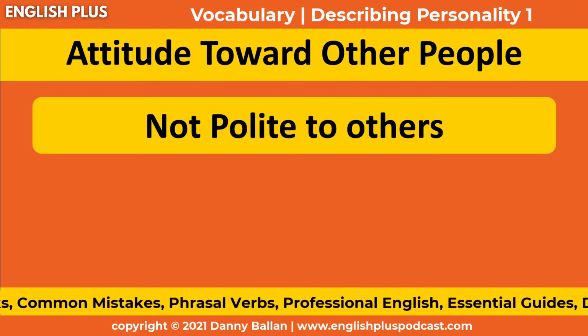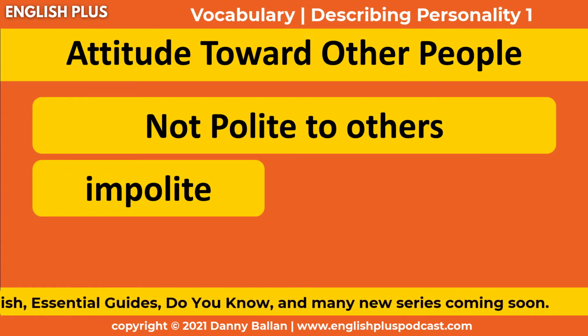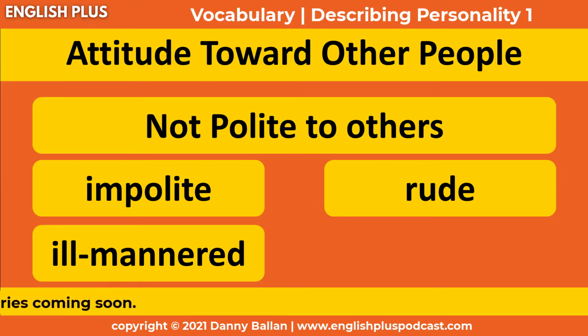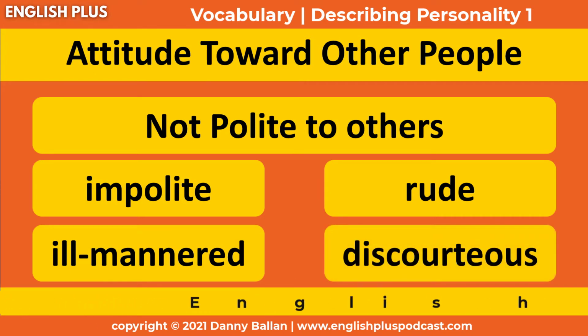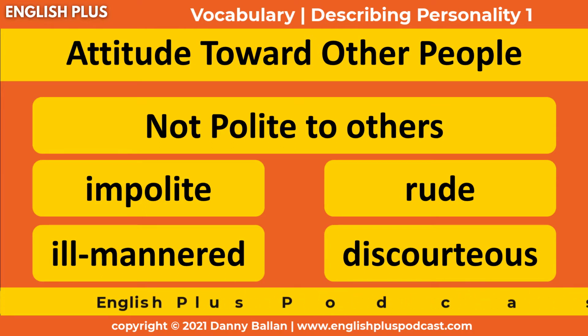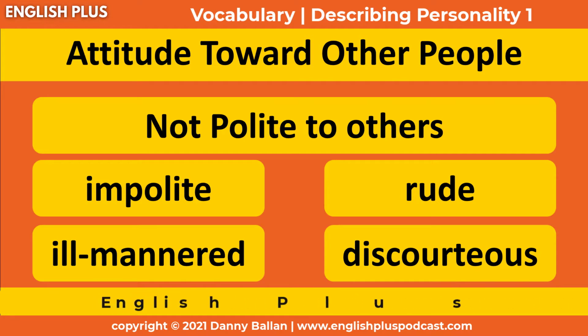And what about people who are not polite to others? Well, obviously, we can say these people are impolite. Impolite people, but we have other words as well. We can say these people are rude, or these people are ill-mannered, or discourteous. Now, discourteous is a fancy word. I can say it is more formal and literary than the other ones. Impolite and rude are used more. Ill-mannered is a little bit more formal. Discourteous is a big word, fancy word if you want. But all these words can be used to describe people who are not polite to others.